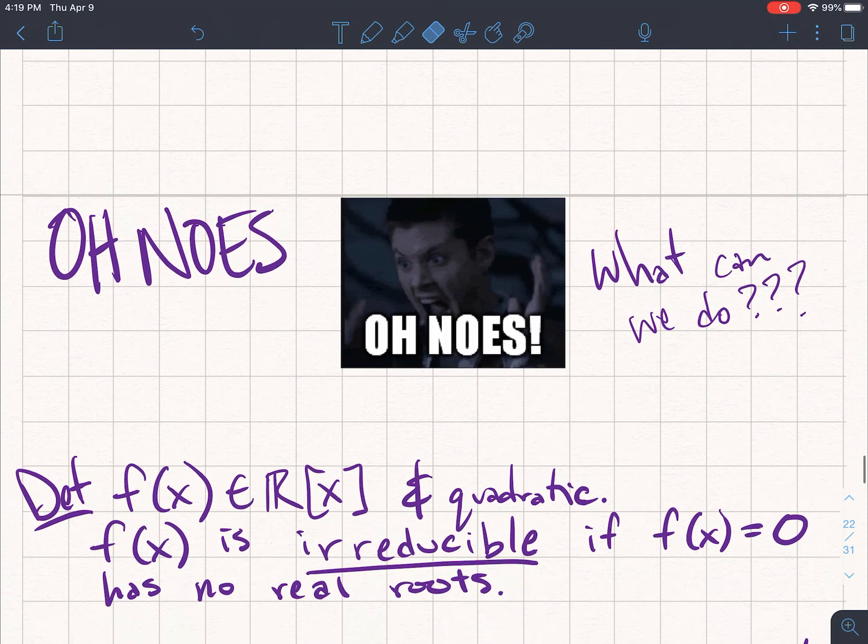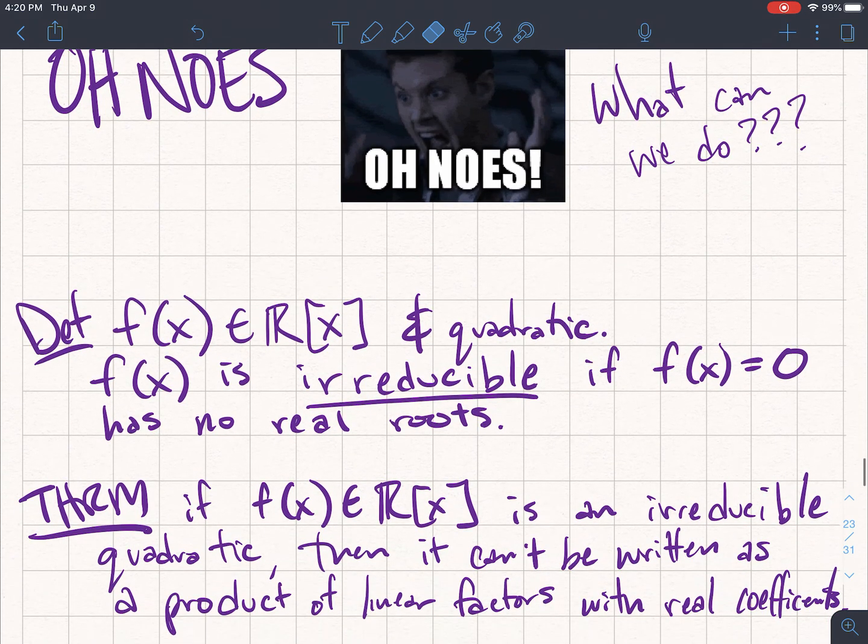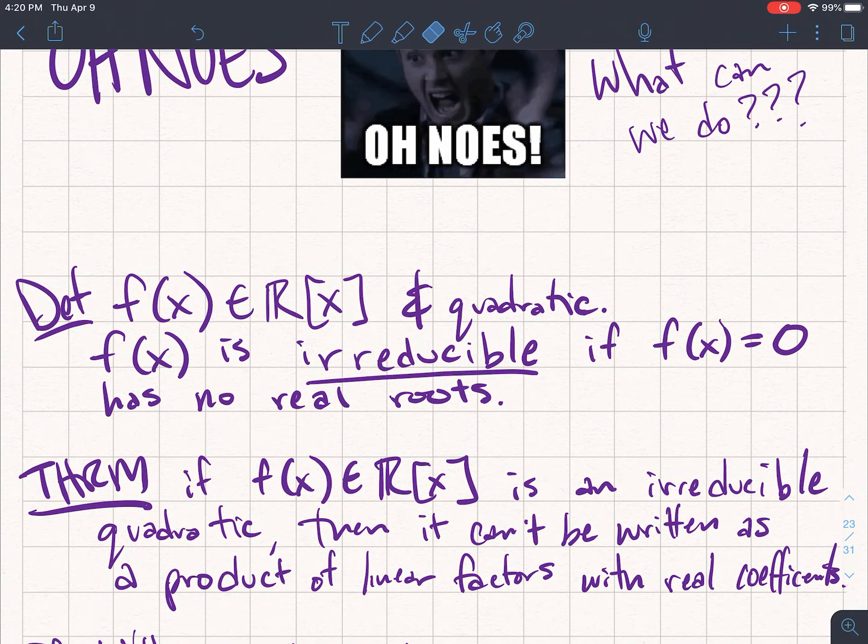Okay, what happened? What happened was you had an irreducible polynomial in your denominator there. What's an irreducible polynomial? A polynomial is irreducible if the equation f equals 0 has no real roots. What does that mean, really? If f is an irreducible quadratic, then it can't be written as a product of linear factors with real coefficients. If it's irreducible, that just means you can't factor it, right? You can't factor it over the reals. Anyway, you can definitely factor it over the complex numbers because we know that from the fundamental theorem of algebra.